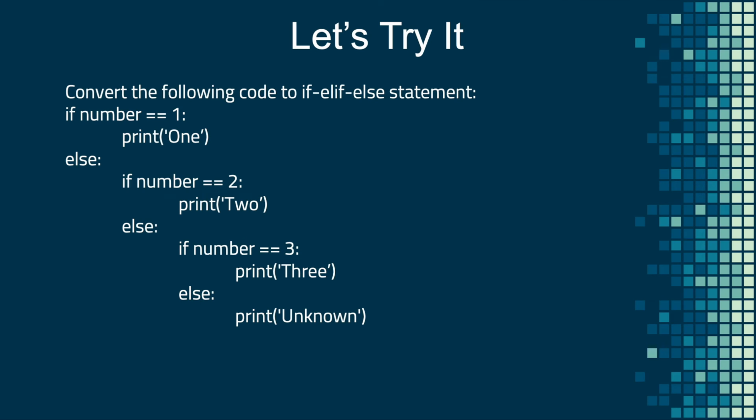So let's go ahead and try this. Let's convert the following code to an if, elif, else statement. So how would we do this? Well, we take each of these expressions here. So we say, if number equals 1, print 1.